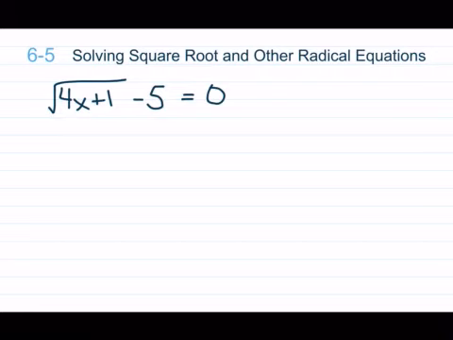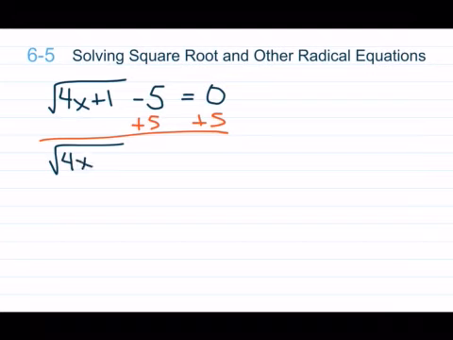Today we're going to work on solving square root equations and other radical equations. Let's start with the square root. Just like we did with absolute value, we need to isolate our radicals so that we can work inside of them. So the first thing we're going to do is add 5 to get it away from the radical. That'll leave us with the square root of 4x plus 1 equal to 5.